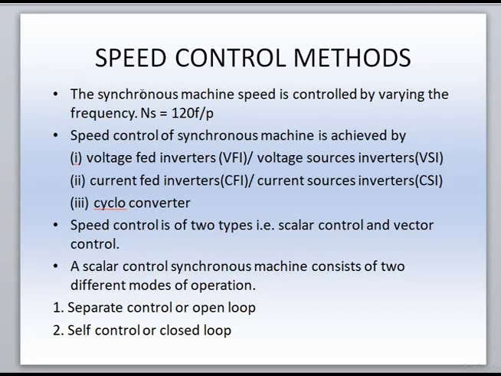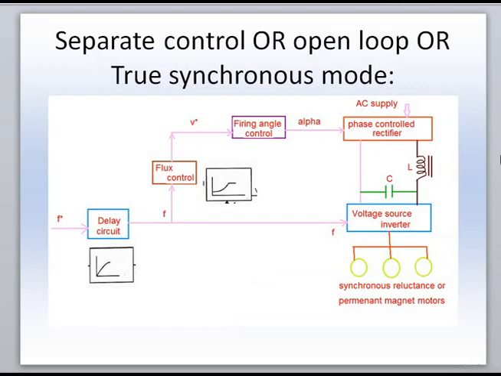In scalar control also we have two types of controls, open loop and closed loop. Open loop is also called separate control or true control, whereas self control is nothing but closed loop control. These are the basic control methods we use to control the speed of a synchronous motor. This is the open loop control. In open loop control there is no feedback. No feedback means we are controlling the speed of the synchronous motor, but there is no actual speed detection of the motor every time.